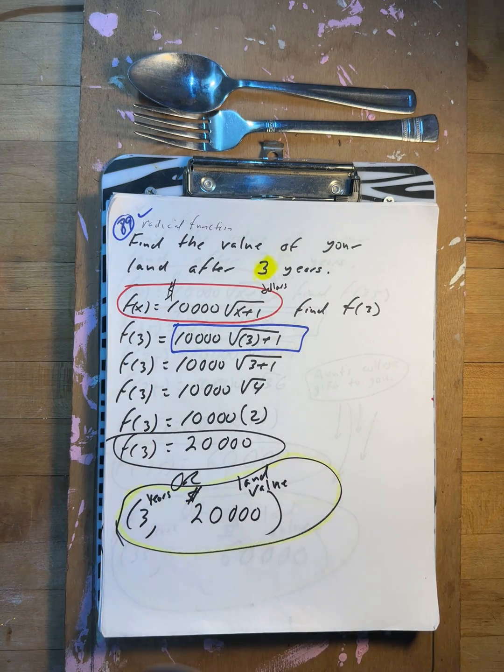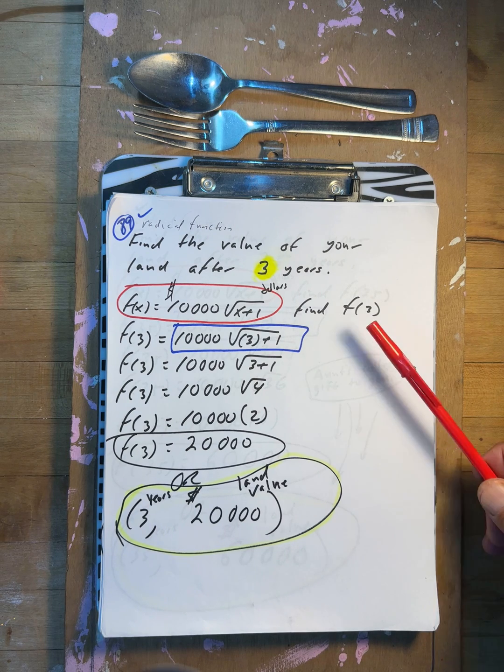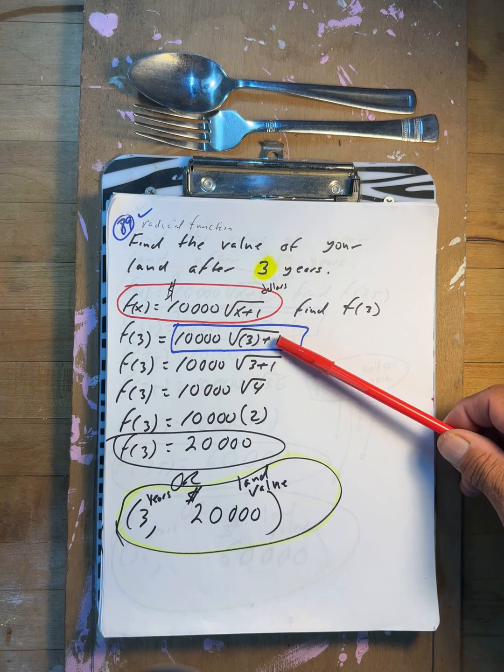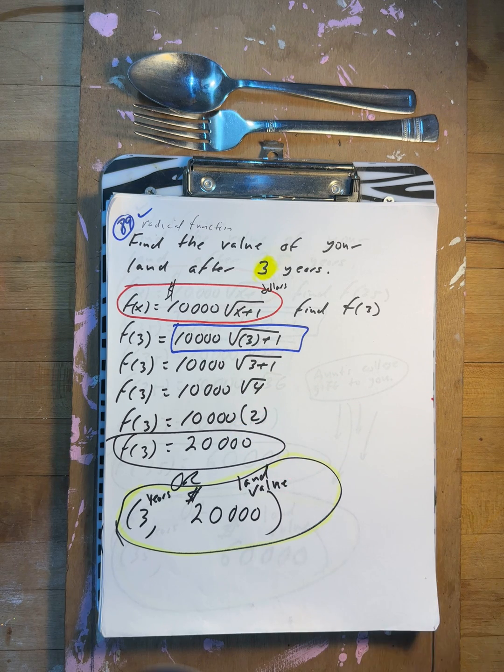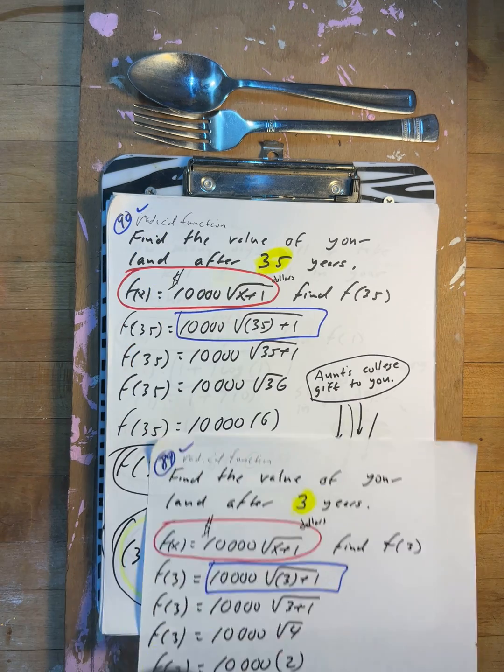Find the value of your land after 3 years. So put a 3 in there for the radical function. 3 and 1 is 4. Square root of 4 is 2. 2 times that is 20,000. So after 3 years, your land is now worth $20,000 in the radical function.